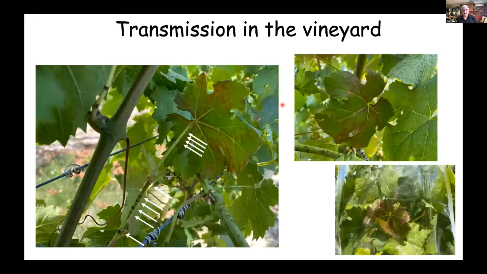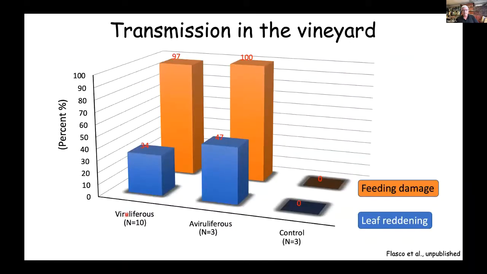So the first thing we measured was feeding. As you can see here on the left, by these white arrows, you recognize the feeding damage and the girdling of the petioles that has extensively occurred. You can also distinguish some interveinal reddening, veinal reddening that was observed in some of these sleeves. Again, keep in mind, we had insects that did carry the virus, which we refer to as viruliferous, and insects that did not carry the virus, or aviruliferous.